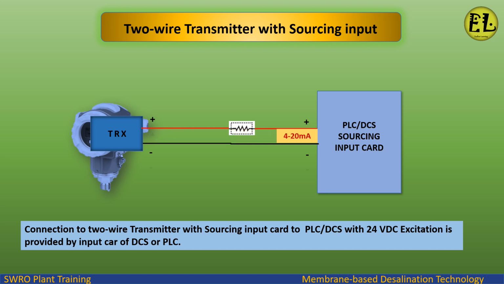Two-wire transmitter with sourcing input. In the connection of a two-wire transmitter with a sourcing input card to a PLC or DCS, the 24 volt DC excitation is provided by the input card of the DCS or PLC. The circuit connection is as shown.